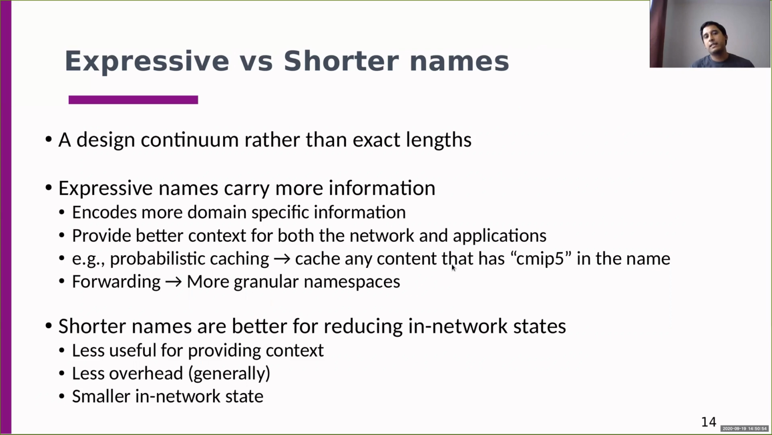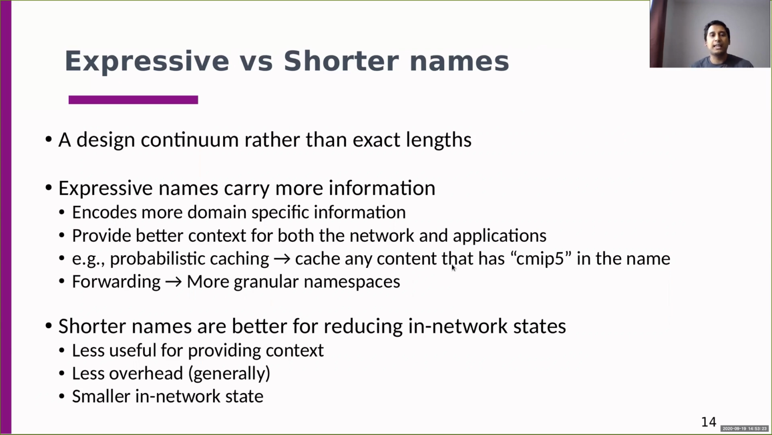We divided the namespace into two different types of names. One is expressive names, which have more information for that particular community in the names. As a result, they're longer. And then you have shorter names. Those are compact and don't have as much information. Of course, expressive names carry more information that provides better context for both the application and the network. So in expressive versus shorter names, we have sort of a design continuum rather than exact lengths.